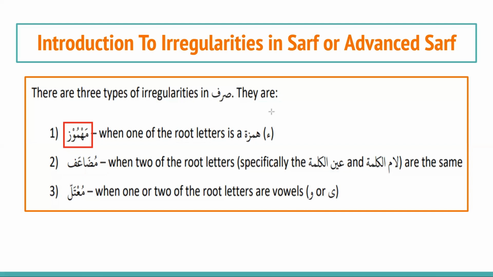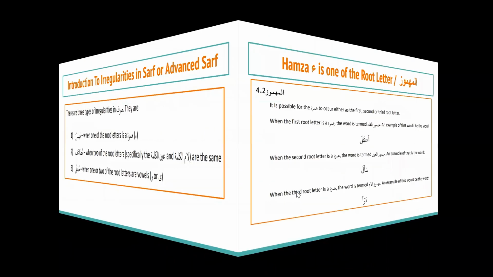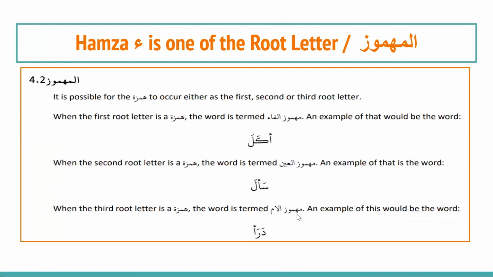So from today onwards, we are first focusing on the first type of irregularity, which is Mahmouz. Okay, and again in Mahmouz, we have 3 different types of Mahmouz, because there are 3 root letters. So the Fa, Ain, and Lam kalima. Fa is the first kalima, Ain is the second kalima, and Lam is the third root letter or third kalima. So Mahmoozul Fa is what kind of Mahmouz? When the first root letter is a Hamza, then that word is termed as Mahmoozul Fa.